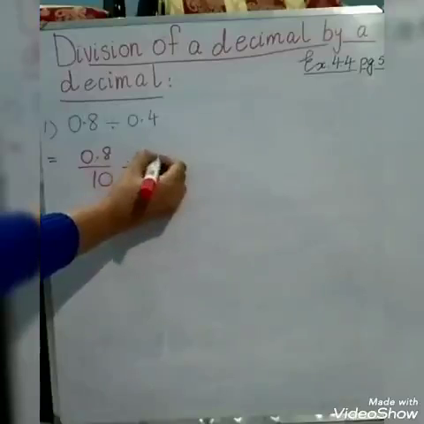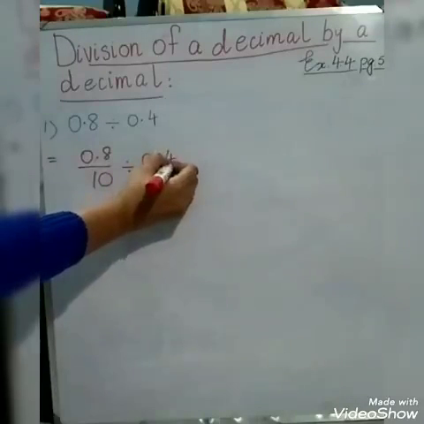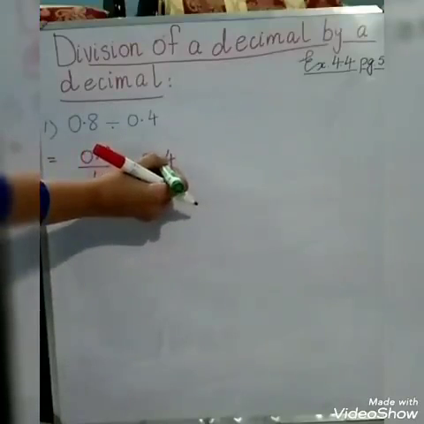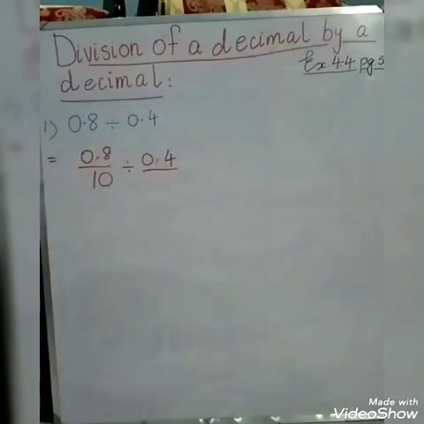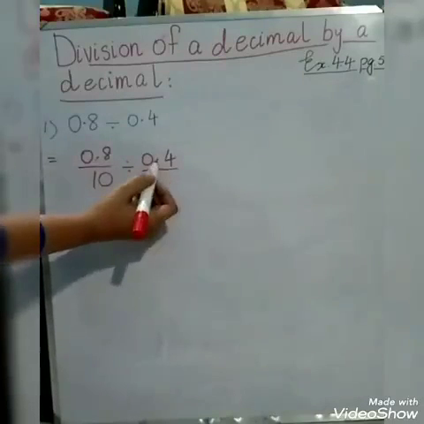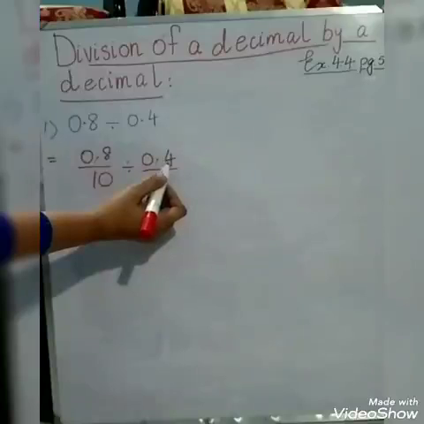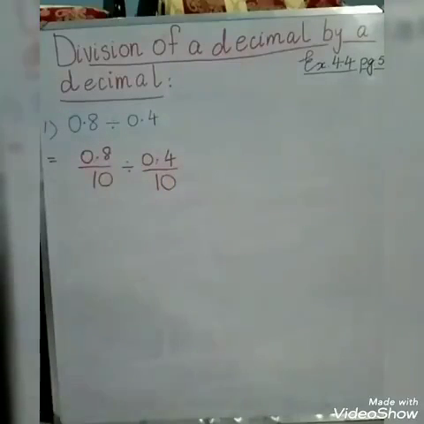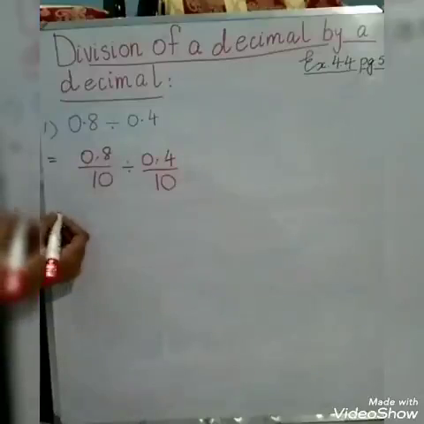Same goes for your next one, 0.4. So you are going to remove the decimal. In place of decimal, in the denominator we are going to put 1. And again after decimal we have only 1 digit. So we will put only one 0. If we had 2 digits, we would have put 2 zeros in the denominator. But here in both the numbers we have only 1 digit after the decimal. So 10 in the denominator.